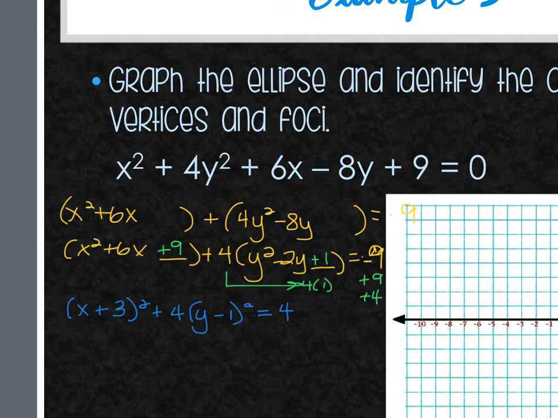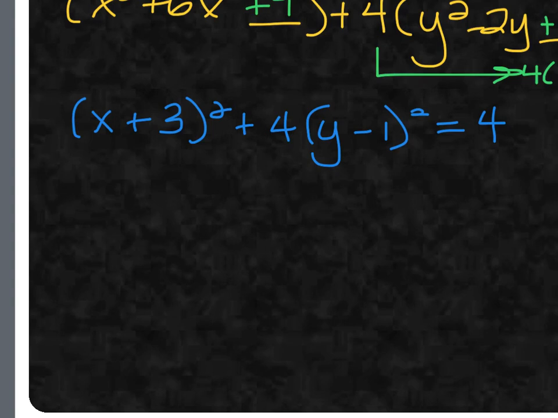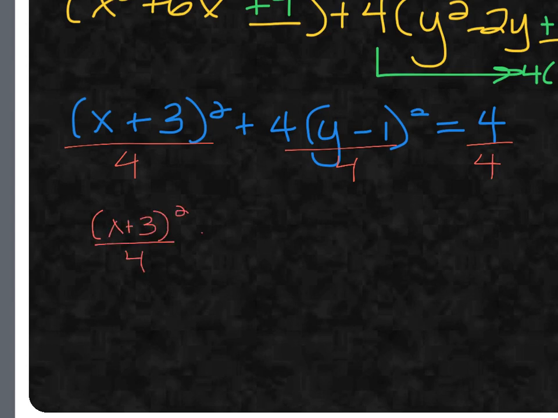So now I'm at x plus 3 squared plus 4 times y minus 1 squared equals 4. So I've completed the square, right? But that's not standard form yet because why? Good. It's got to be equal to 1, so I've got to divide everything by 4. So I'd get x plus 3 squared over 4, plus the 4's cancel, so y minus 1 squared equals 1.